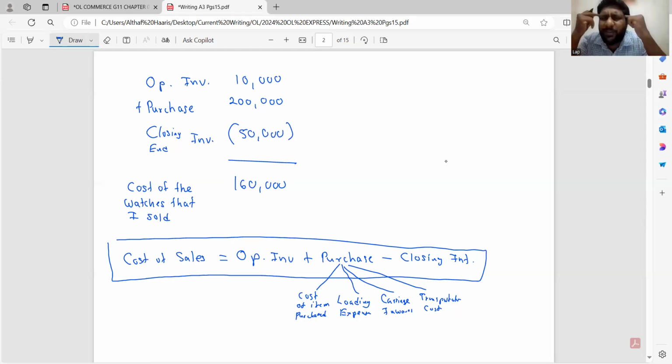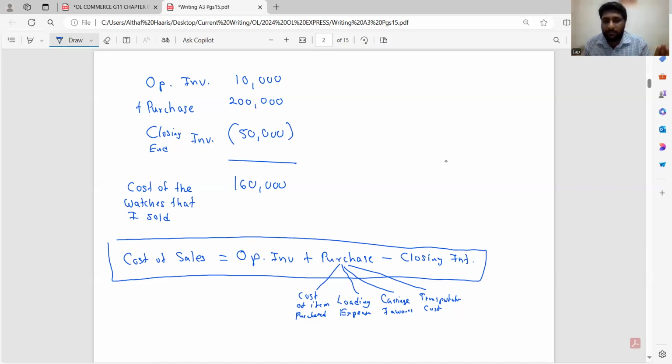So again, everyone, close your eyes. Tell me how to calculate the cost of sales. Opening inventory plus purchases minus closing inventory. Purchases: you have the cost of the item that you are purchasing, carriage inwards, loading expenses. Everything. Simple as that. Simply the cost that you will incur to get those goods from that place to our place.